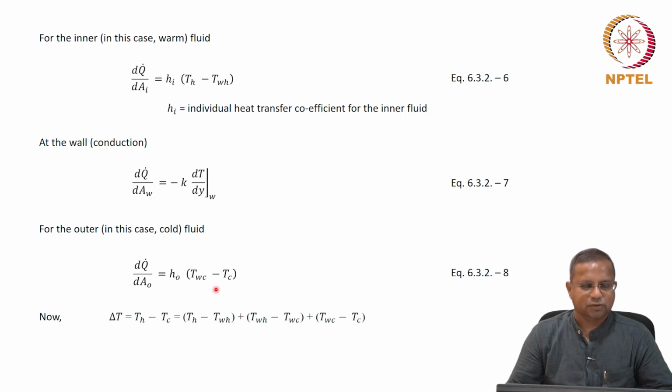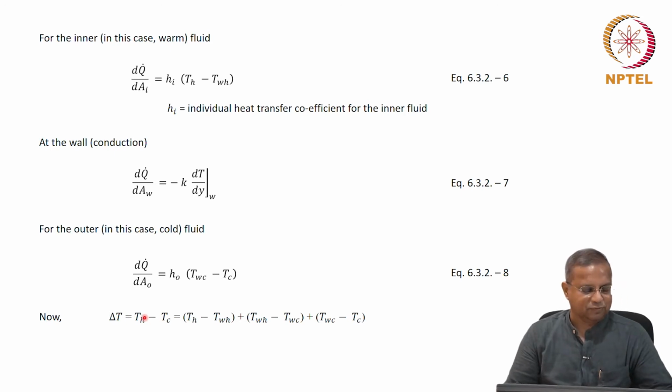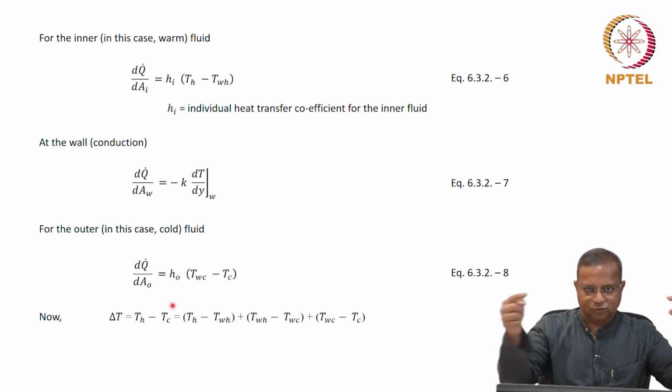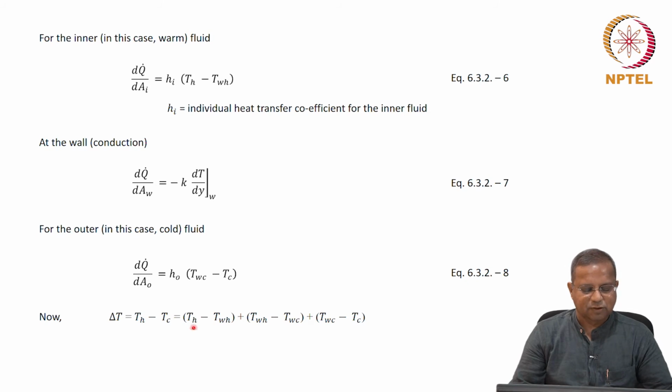Now, this is the beauty of using the resistance in series approach. The overall temperature difference delta T, which is Th, the bulk hot fluid temperature, minus the bulk cold fluid temperature Tc, that is what the overall driving force is, nothing but the sum of the individual temperature differences, individual driving forces. Th minus Twh plus Twh minus Twc plus Twc minus Tc. You can see this cancels with this, cancels with this, therefore you get back to Th minus Tc. Equation 6.3.2-9.